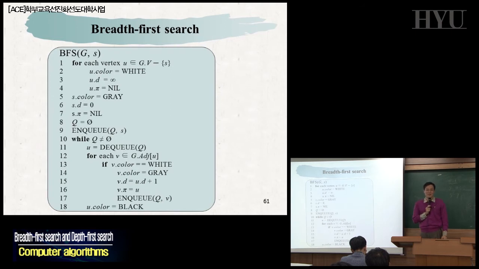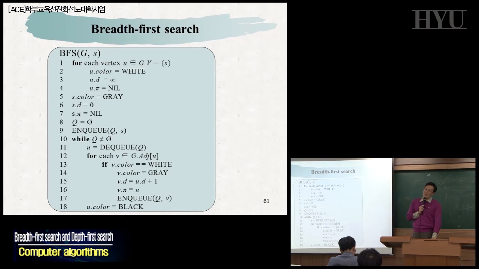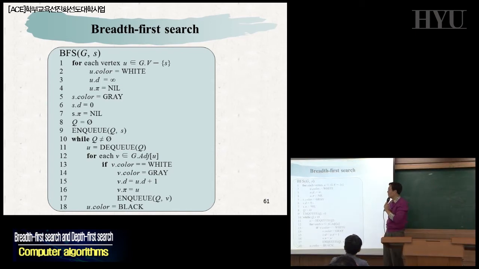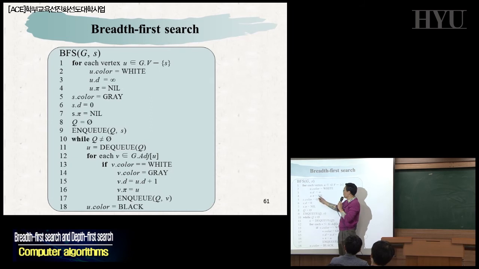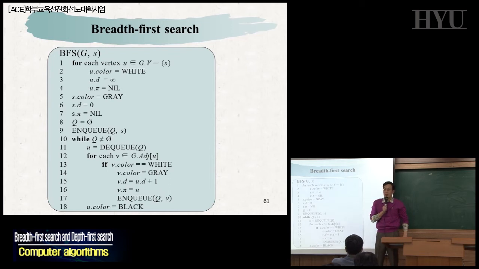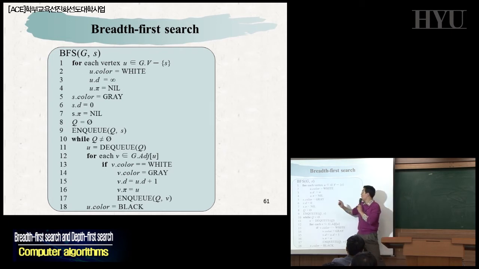Okay, now you can understand this pseudocode in 1 or 2 minutes, I'm sure. The first 4 lines are the initialization step for all vertices except the source. They are white and their distances are not defined and their predecessors aren't defined. Okay.